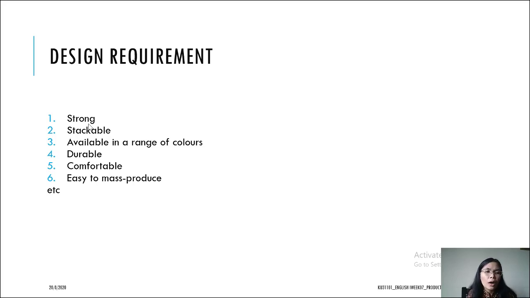And the next one, we have available in a range of colors. So what does it mean by available in a range of colors? It means that it has plenty of options. So for those who like colors, they usually tend to choose the color that they like most, or maybe they just want to make sure that it is in the same theme with the surroundings.